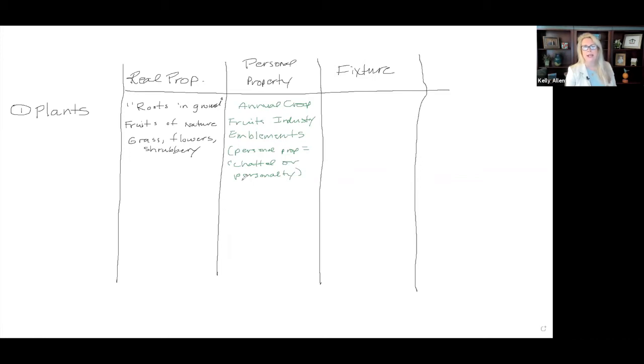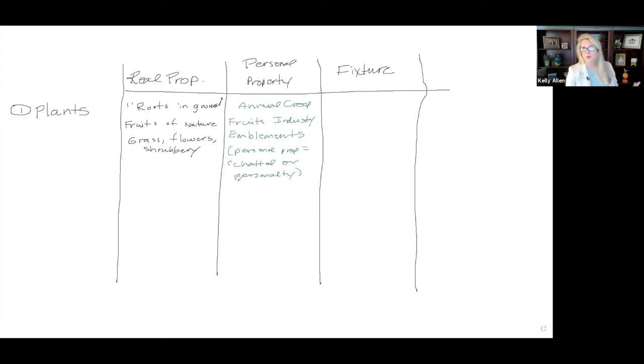So in this case, if you've got someone who's renting farmland, which is a thing, people do that, and the farm is going to be sold, that tenant farmer has a right to go back and harvest their annual crop. It's considered personal property.